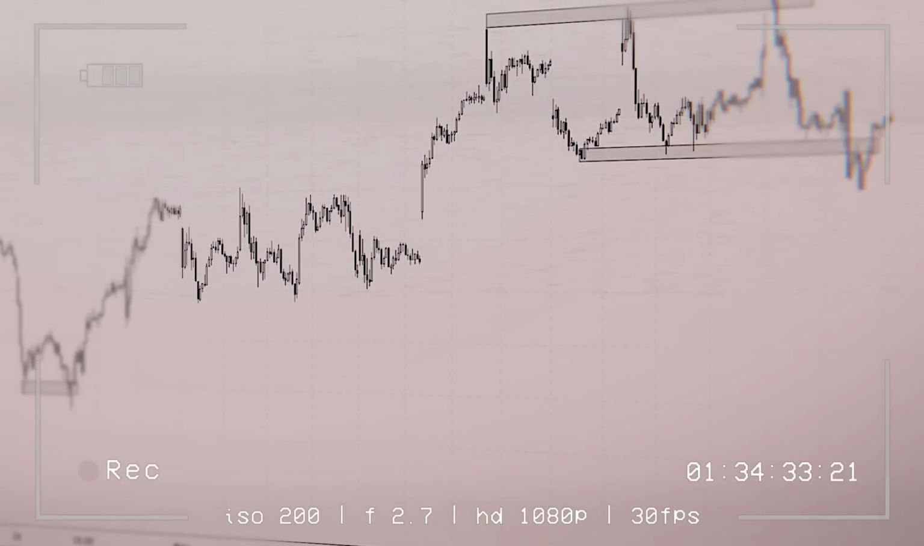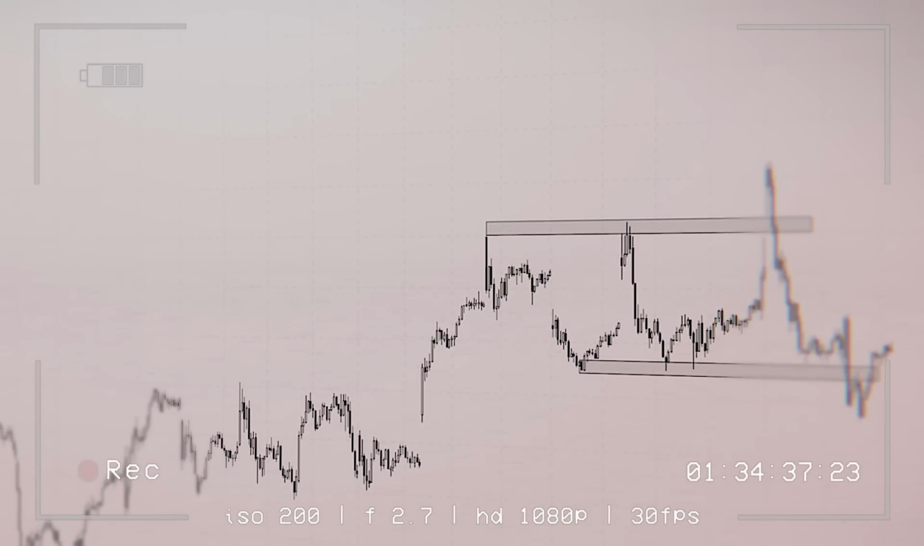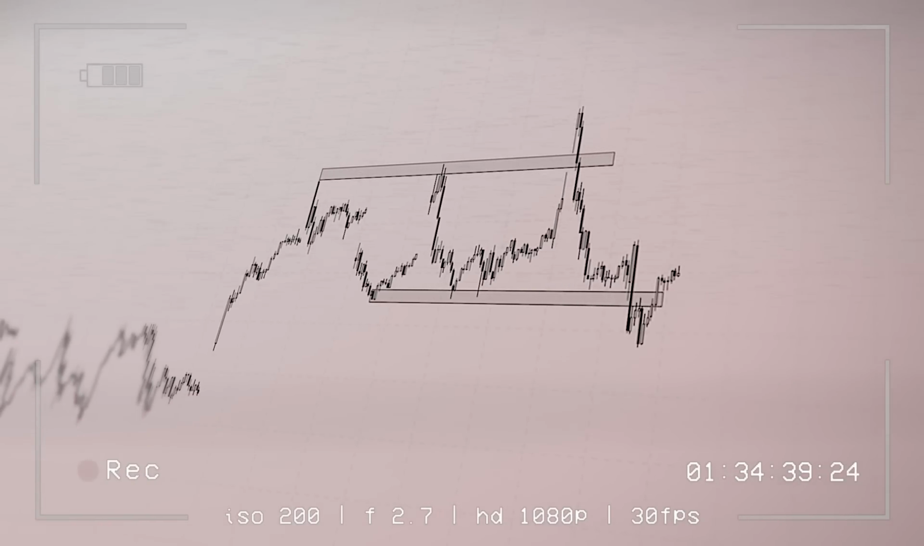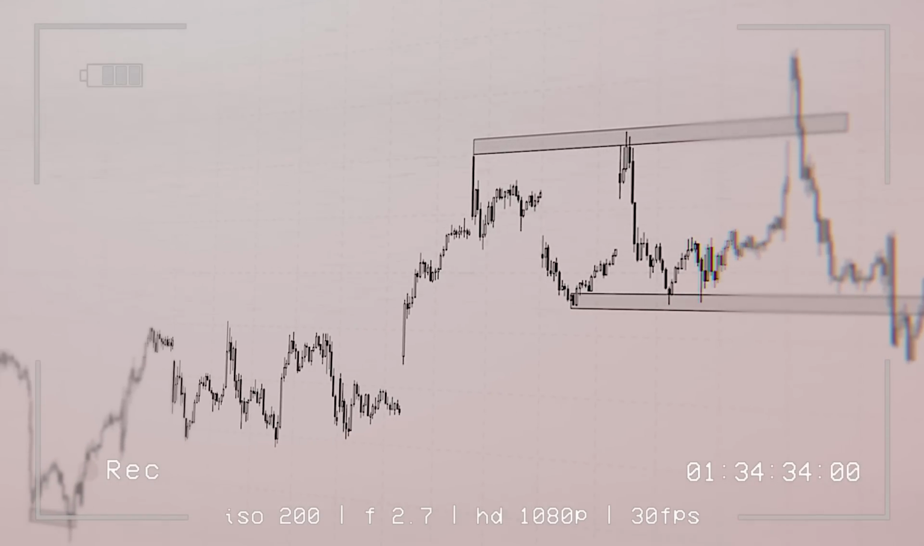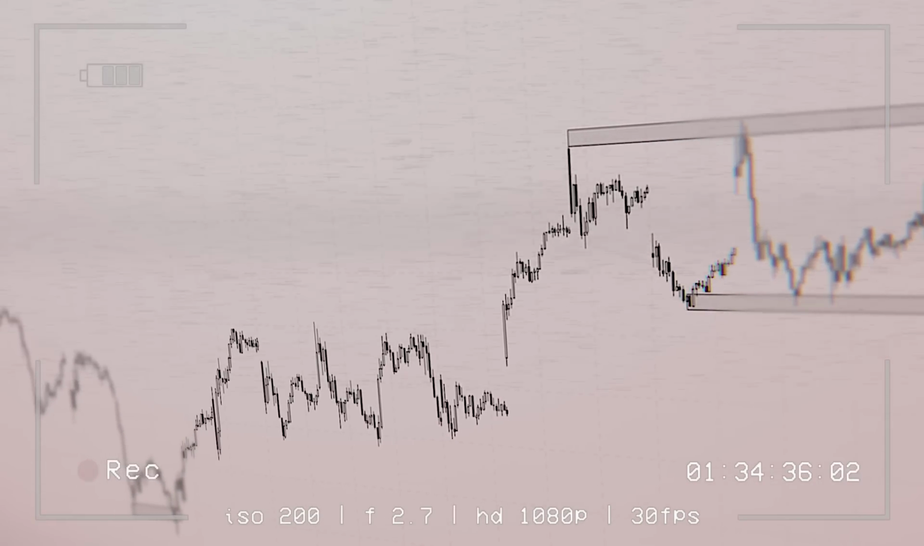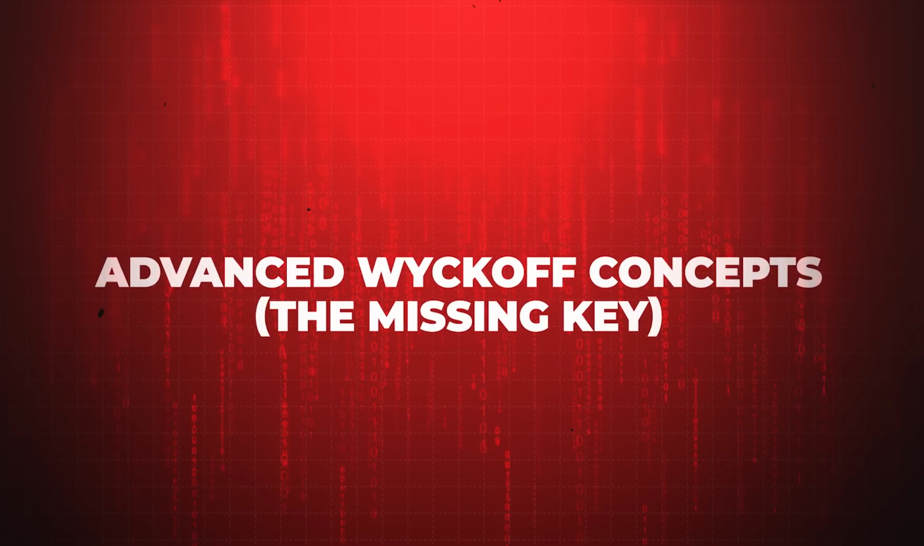One way to practice is to look for these patterns after the fact. Go through old charts. Mark the springs and upthrusts. See what happened after. This trains your eye to spot them in real time. Now let's dive into some advanced Wyckoff concepts.